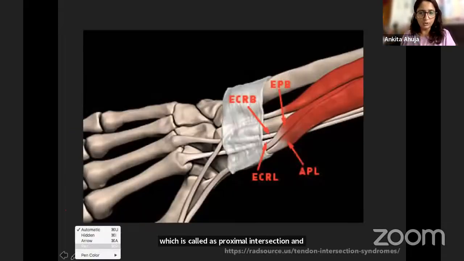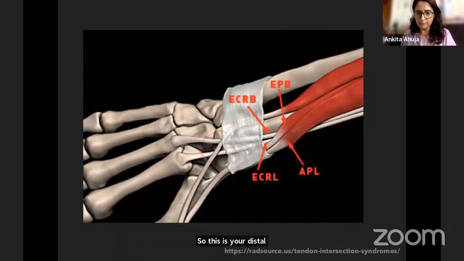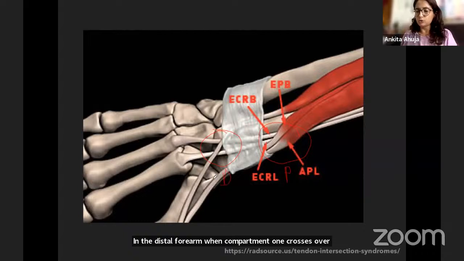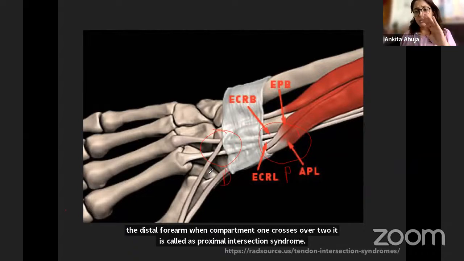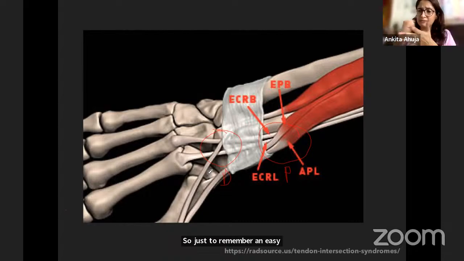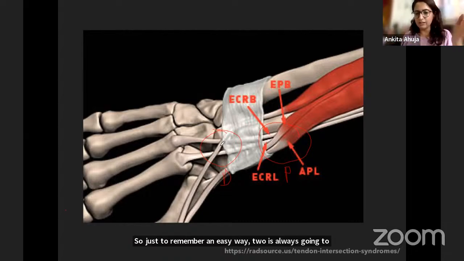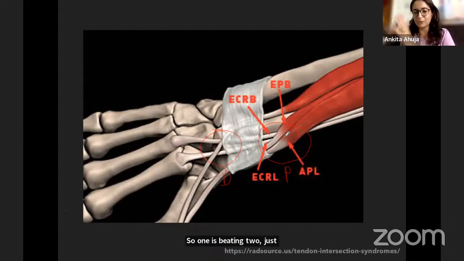So this is your distal intersection, when compartment 3 at the level of the wrist. Can you see, at the level of the wrist, 3 is crossing over 2. In the distal forearm, when compartment 1 crosses over 2, it is called proximal intersection syndrome. So just to remember an easy way, 2 is always going to get hampered. The 2 is the one which is beaten by everybody. So distally 3, and proximally, proximal means early, so 1. So 1 is beating 2, just a way to remember, not beating really. So 1 over 2 is proximal and 3 over 2 is distal.